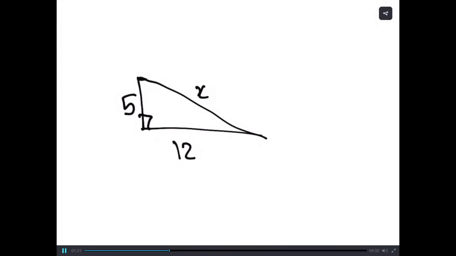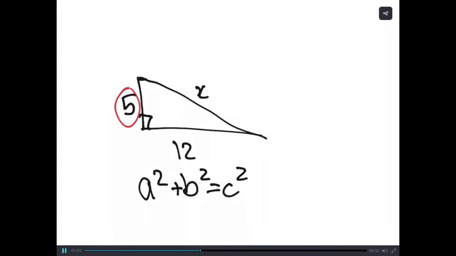So now let's do some problems. In this triangle, we're given one side length of 5, one side length of 12, and one side length of x. We need to find out what x is. So we should apply the formula a squared plus b squared is equal to c squared. But what about the values? Well, a and b are the two side lengths which make up the right triangle, which in this case are 5 and 12. So we can give b the value of 5 and a the value of 12.